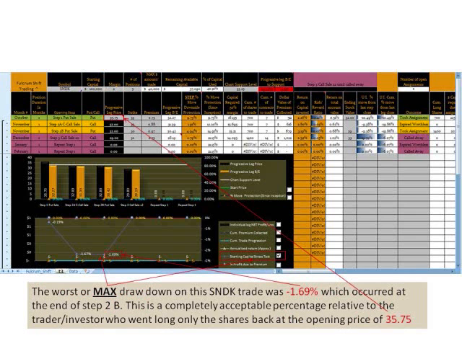The worst or max drawdown on this SanDisk trade was minus 1.69%, which occurred at the end of step 2B. This is a completely acceptable percentage relative to a trader or an investor who simply went long only the shares back at the opening price of $35.75.